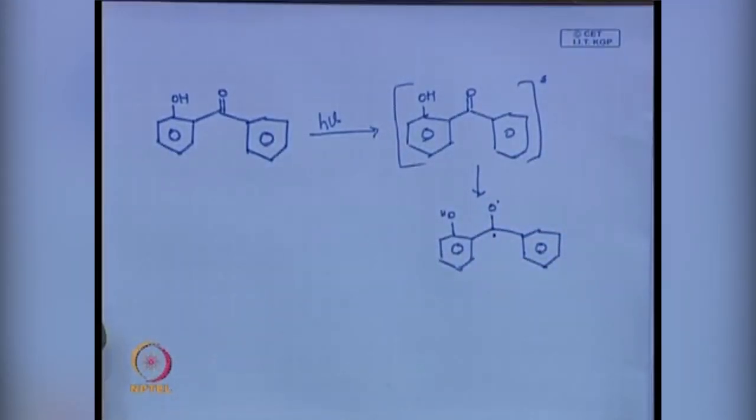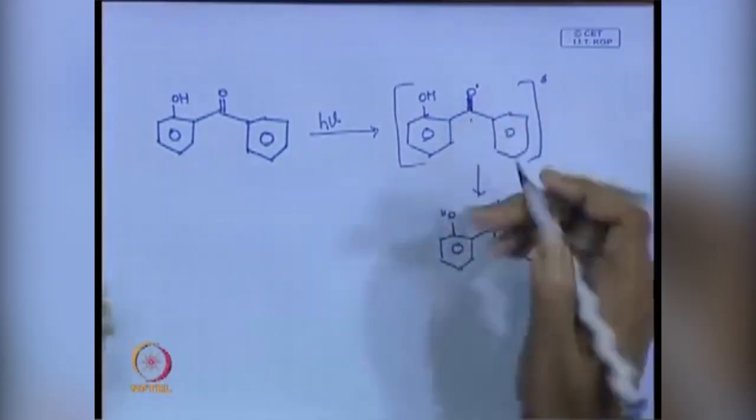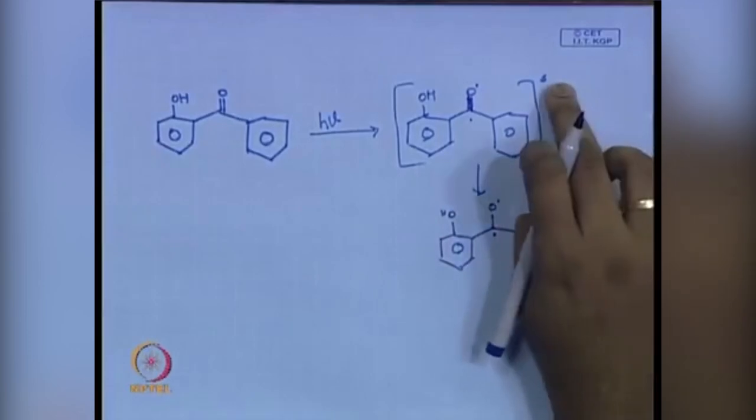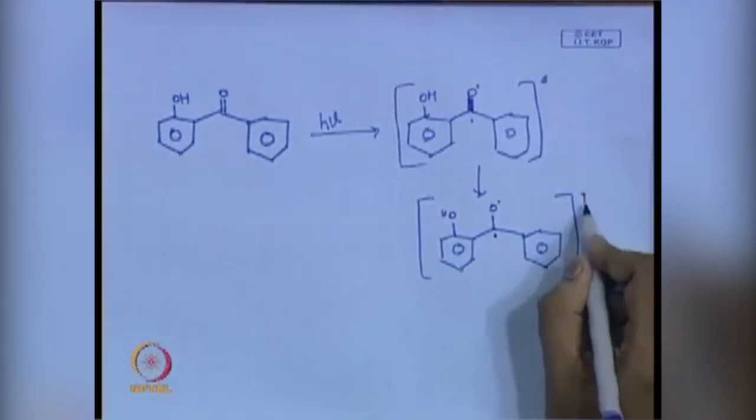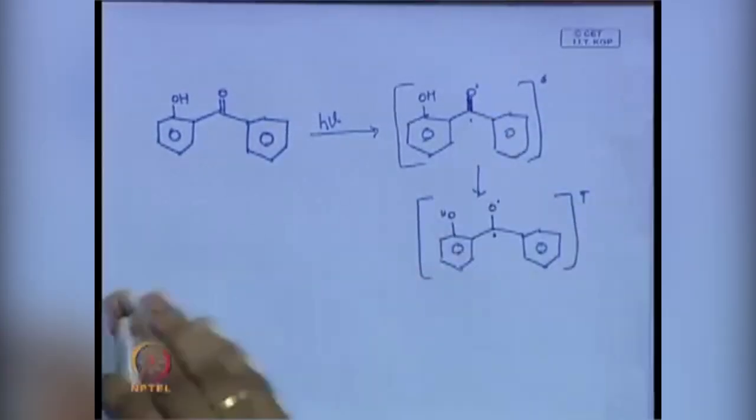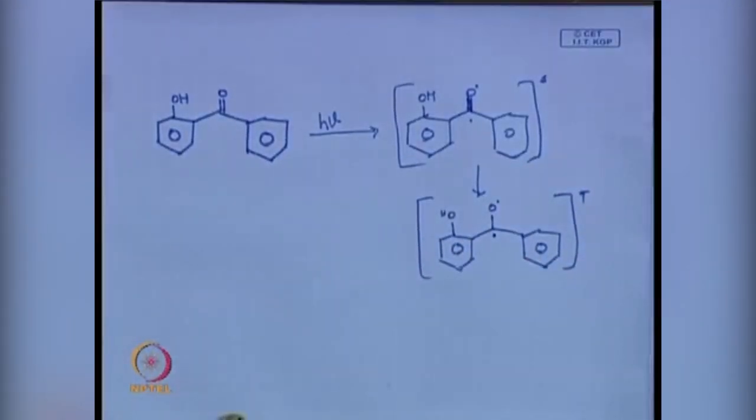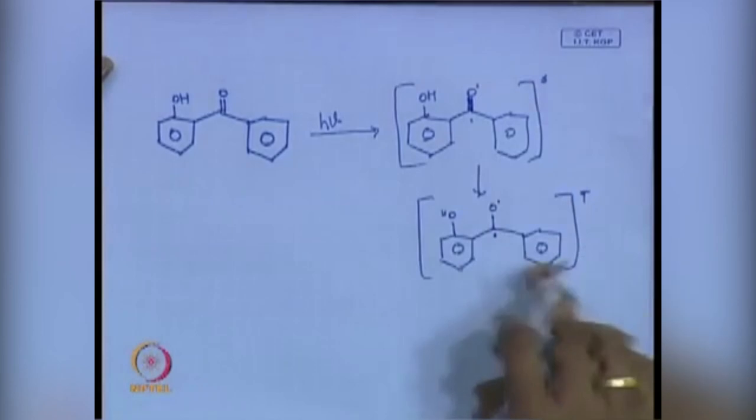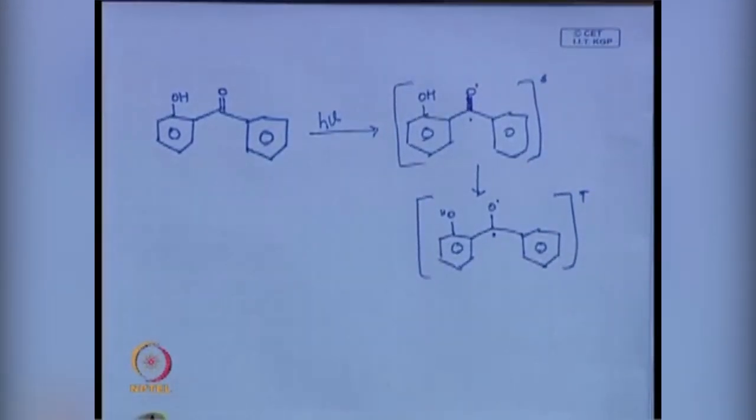What can you now expect? The singlet state, you don't have a radical. I'm not writing the spin, I'm just writing singlet, and this is your triplet, right? So you write an h nu, you write a singlet, then you write your triplet states. All this singlet and triplet is based on your spin. Now what happens after this?